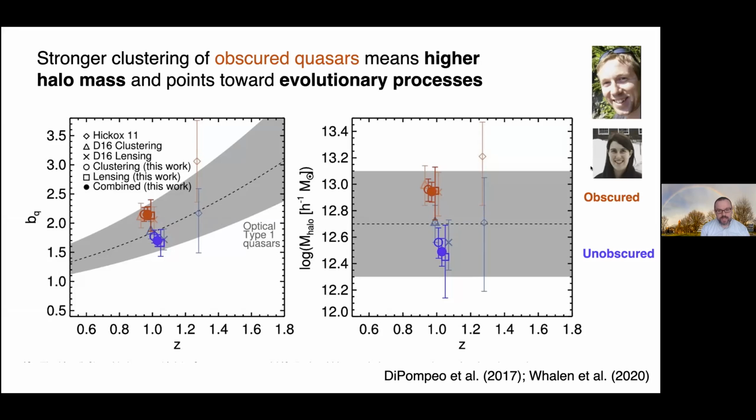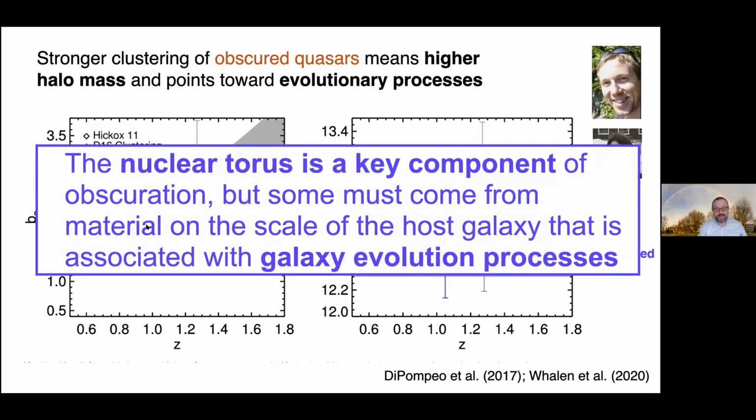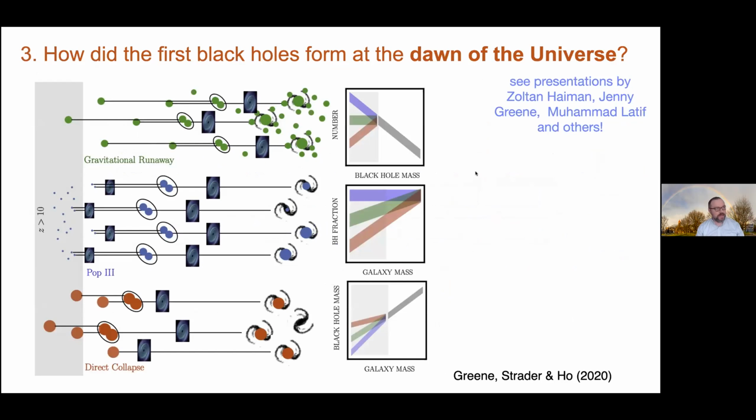And my student Kelly Wayland had a nice paper showing that secular processes, like just a dependence on Eddington ratio or host galaxy mass, are actually not enough to produce the clustering differences that we see. So this implies that there are evolutionary processes, like the merger simulation that I showed, that are responsible for some of the obscuration in these systems. So the takeaway is that the nuclear component is important, but some of it must come from material on larger scales, and that must be associated with evolution, or could at least be associated with evolution.